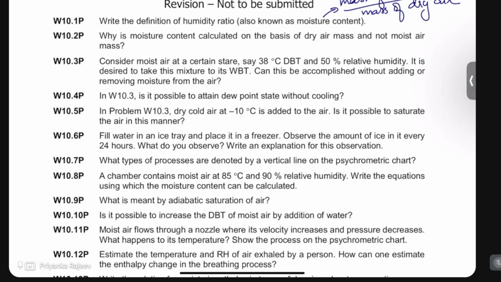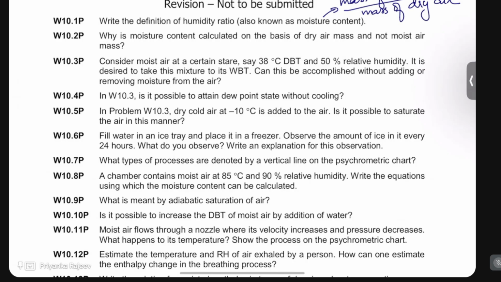Next, why is moisture content calculated on the basis of dry air mass and not moist air mass? Because dry air is the main component and it doesn't change, whereas moist air includes the water vapor and that is what is varying. So using dry air as a reference makes calculation consistent.